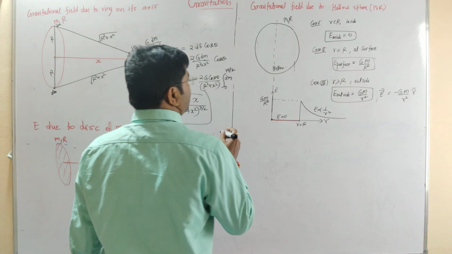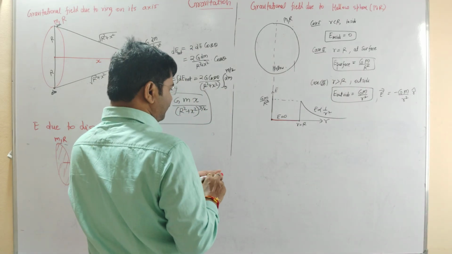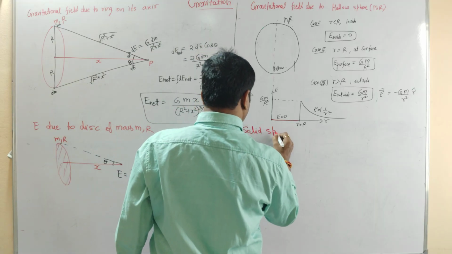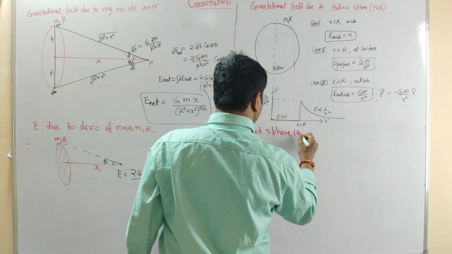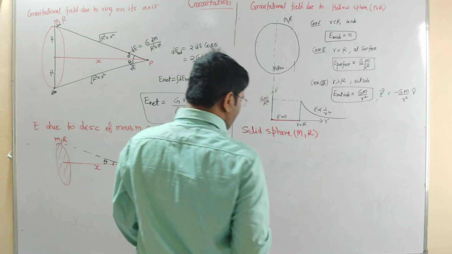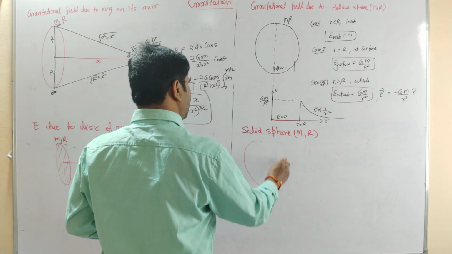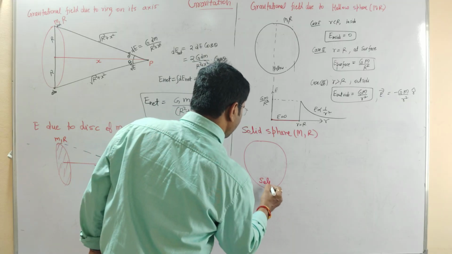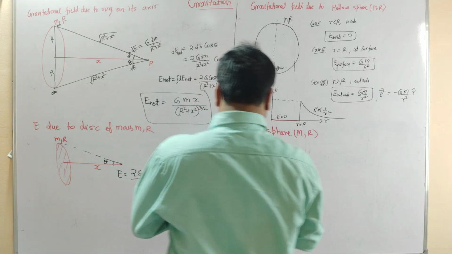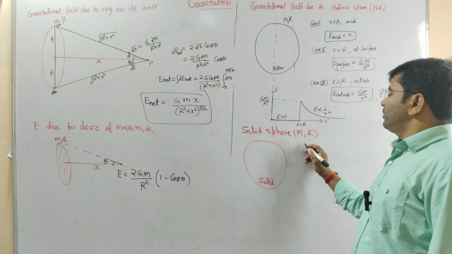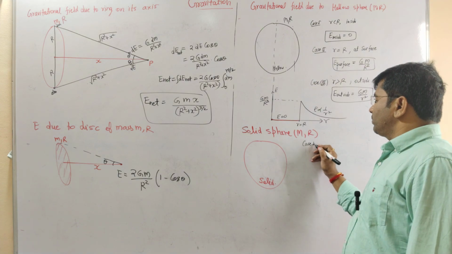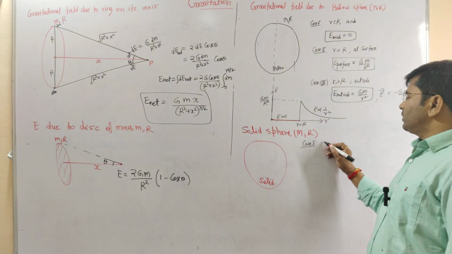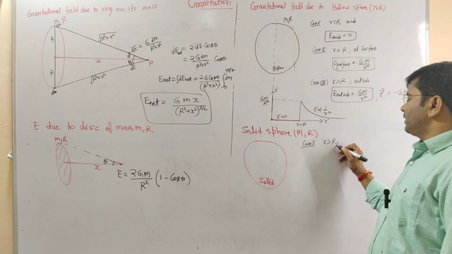Okay, next, if I'm taking a solid sphere of mass m and radius R. Here this one is a solid sphere. Again there will be three cases. Case 1: I'm taking the outside point, that means small r greater than capital R.